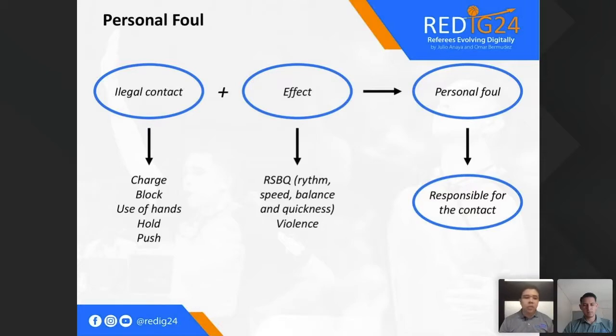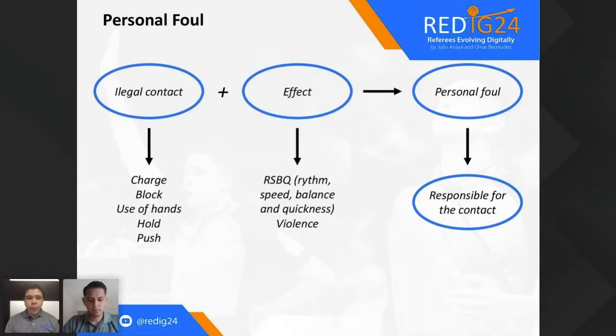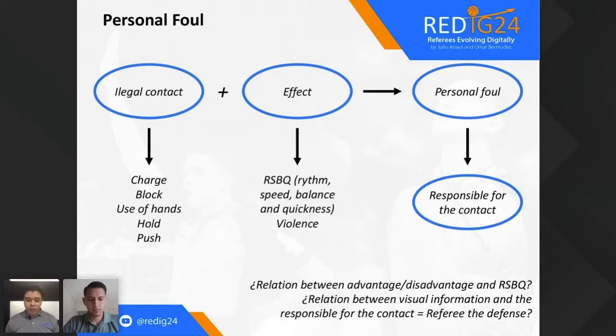And when we have a personal foul, then we need to look for the responsible of that personal foul. And why the responsible? Because sometimes we are calling or signaling fouls on players who are not looking at that moment. So we will be talking about that soon. Okay, we have 3 questions to answer before moving to the next step.